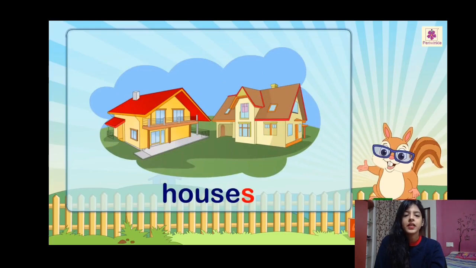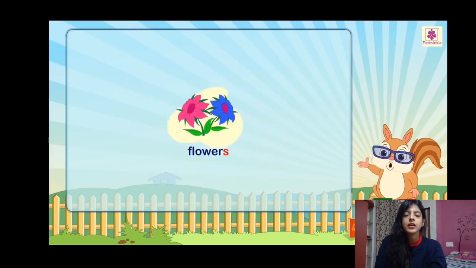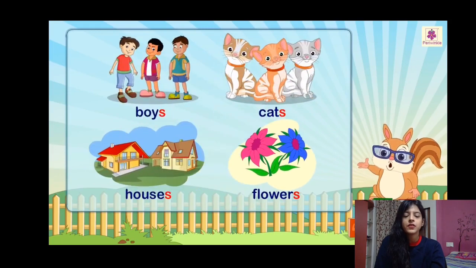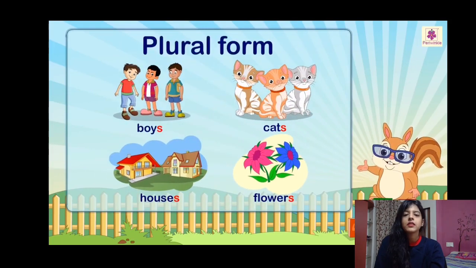Houses. We can see two houses on the screen. That means more than one, which is a plural noun. Flowers. There are two flowers. That is more than one. So we call it flowers, which is a plural noun.